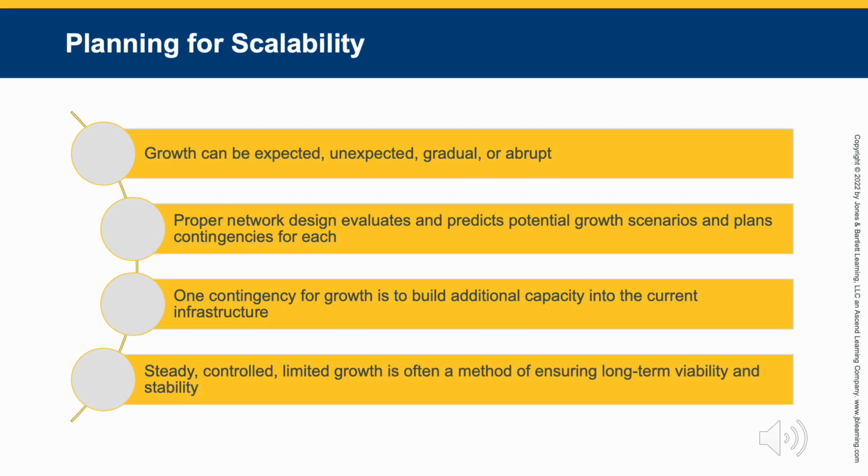Planning for scalability. Growth can be expected, unexpected, gradual, or abrupt. Proper network design evaluates and predicts potential growth scenarios and plans contingencies for each. One contingency for growth is to build additional capacity into the current infrastructure. Steady, controlled, limited growth is often a method for ensuring long-term viability and stability.